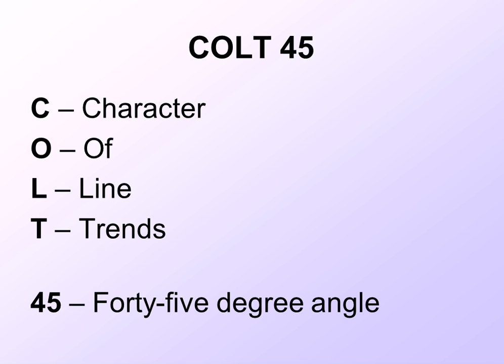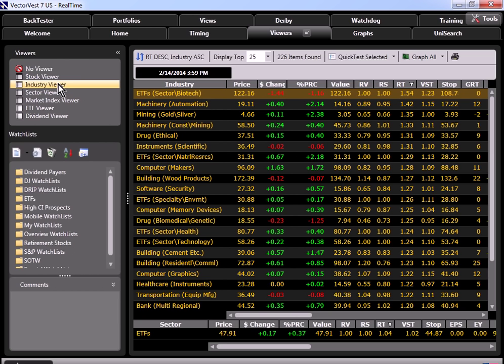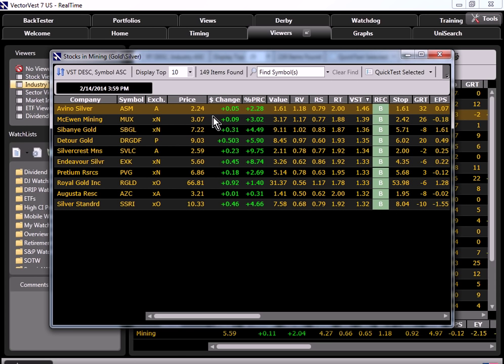So let's see it in action. You can do this with any list of stocks, but for our presentation today, I'm going to use it to prepare you for the pending gold signal. We'll go to the industry viewer. You'll notice gold is pretty hot right now. In fact, it's the third fastest moving industry ranked by relative timing. Double-clicking will load the stocks from that industry.